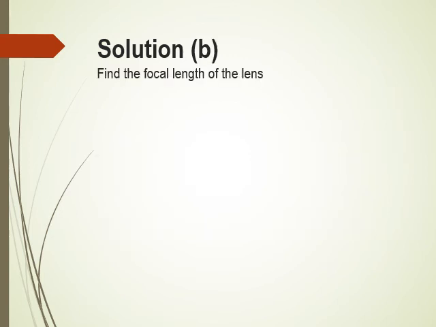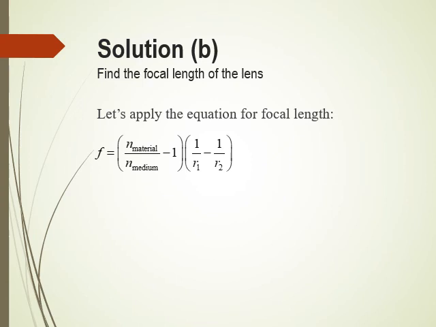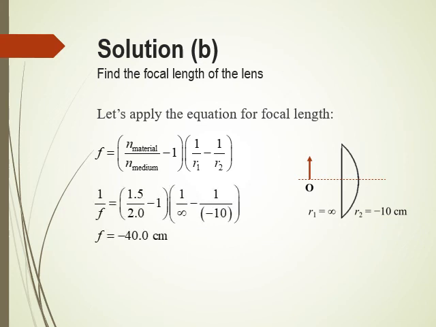Question B is basically the same as question A. The only difference now is that you immerse this planoconvex lens into a liquid with refractive index 2.0. So how do we find the focal length? Again, let's apply the equation for focal length. f equals (n material over n medium minus 1) times (1 over R1 minus 1 over R2). Let's just take the diagram from case 1, where R1 is infinity and R2 is equal to negative 10 cm. Substitute the values into the equation and you will get f equals negative 40 cm.